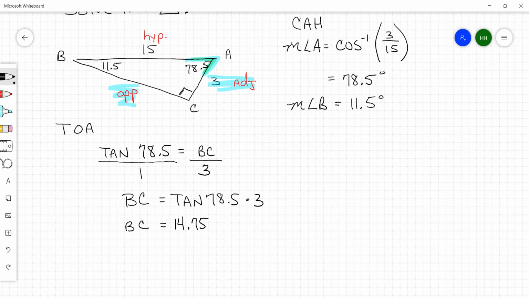And that is how you solve a triangle. You find all of the missing information. We found angle A using inverse cosine. Found angle B by subtracting angle A from 90. And then we found side BC by using tangent ratio. And that's what we discussed earlier today in class. Anybody have any questions on using those inverse functions?